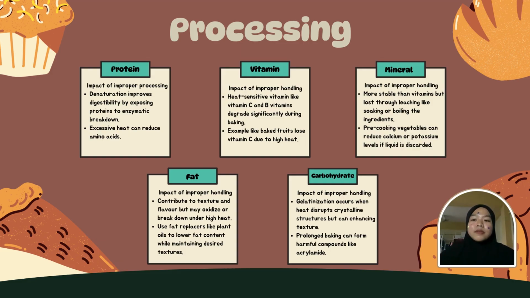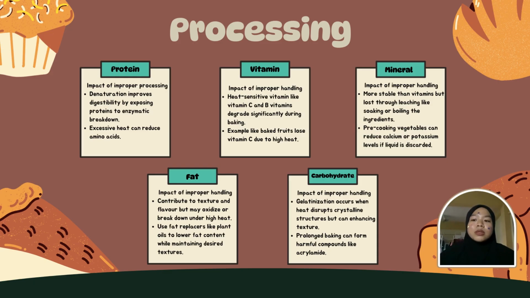Baking enhances the flavor and also texture of foods, but it can significantly impact their nutritional composition, including protein, carbohydrates, vitamins, minerals, and also fats. High heat and long cooking times can lead to nutrient loss and transformation. Protein becomes more digestible through denaturation, but it may lose amino acids like lysine due to excessive heat.